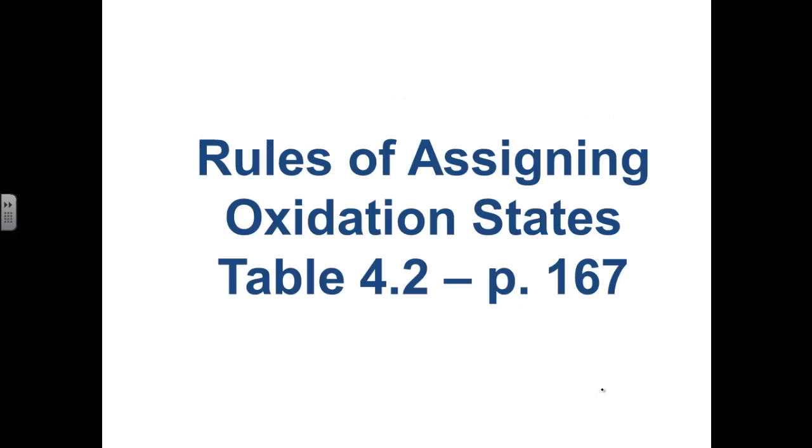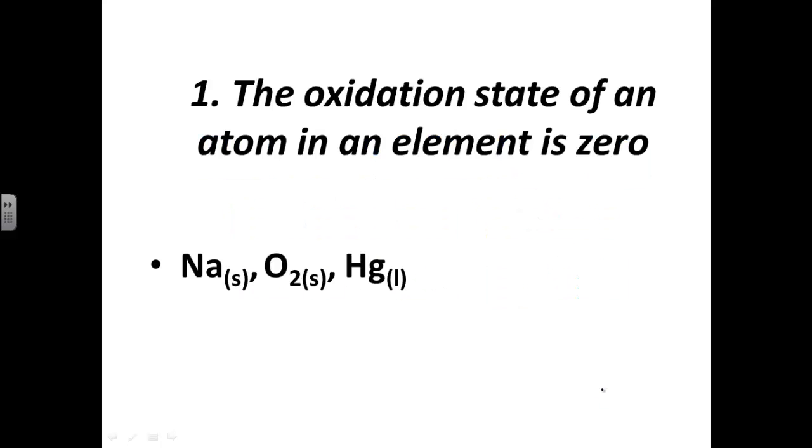Now, here are the rules. You've got more details in your book, and more details in Shakhashiri if you need it, but I'm going to talk you through some samples. First off, the oxidation state of an atom in its elemental state, all by itself, is going to be 0. So sodium is 0. Anything that's an element all by itself is 0. Mercury, 0. If it is all by itself, it's 0.